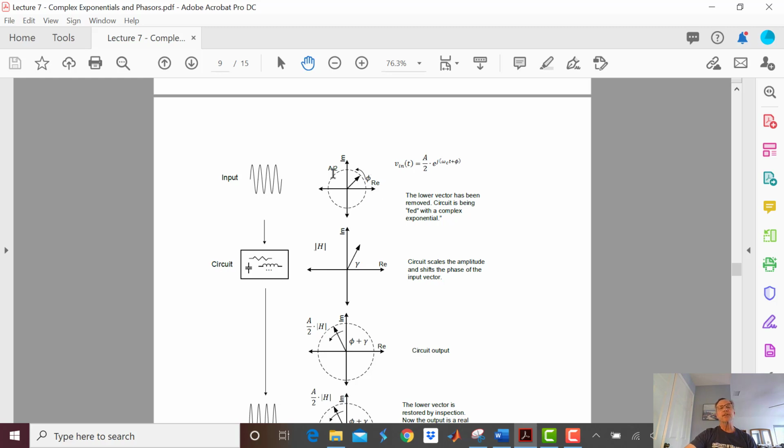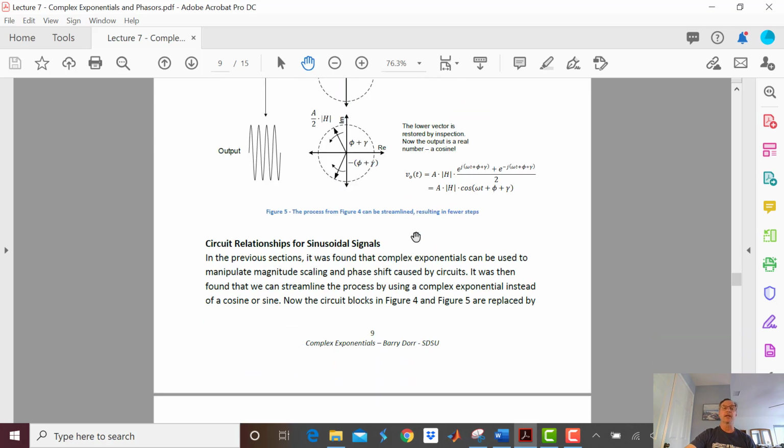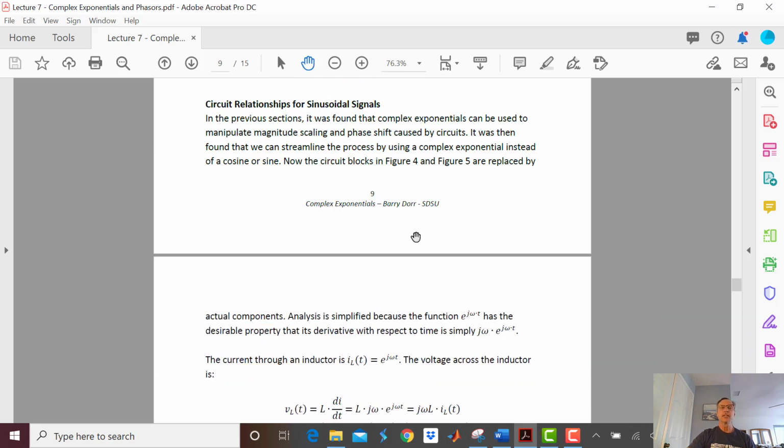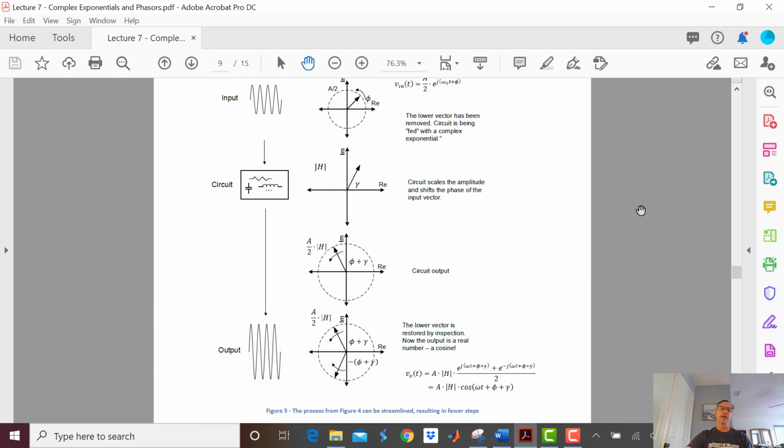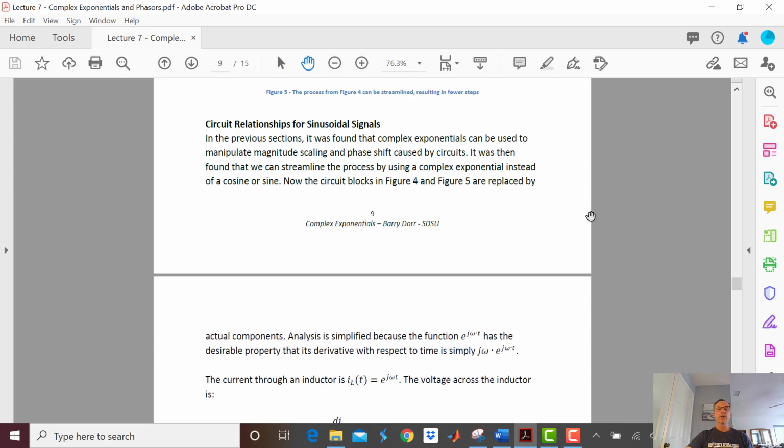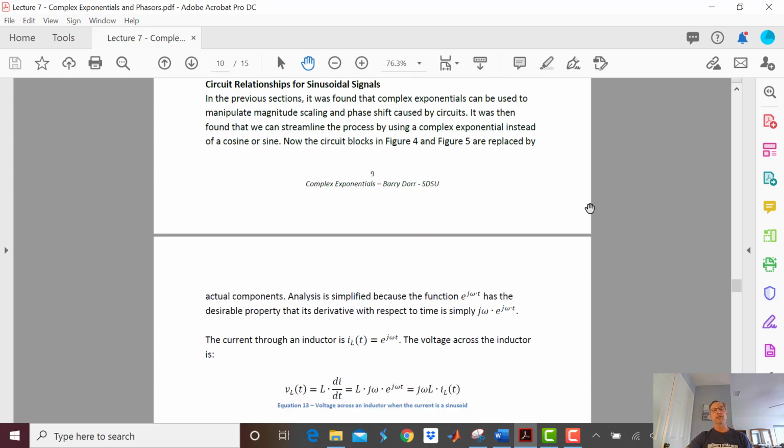It's because they're just giving us the upper vector and not the lower vector, because the lower vector is going to follow the upper vector like a little counter-rotating dog. So we found that we could streamline the process by doing that, just feeding the circuit with a complex exponential instead of a cosine or a sine. Now, the circuit blocks in figure 4 and figure 5, namely our little circuit here, these blocks are going to be replaced by actual components.